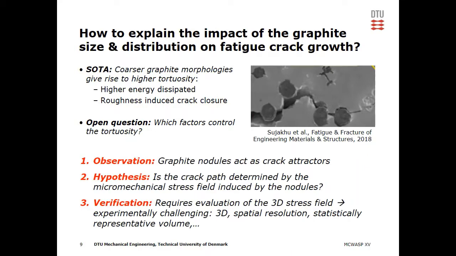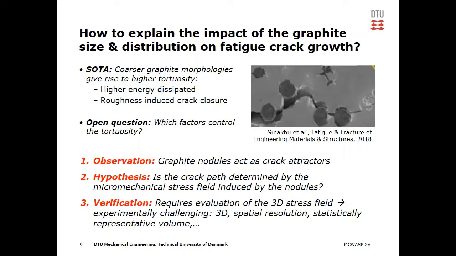And in our study, we started by observing that the graphite nodules act as attractors, which is also the impression that you have by looking at this image here. And then we hypothesized, based on this observation, that the crack path is actually determined by the micromechanical stress field induced by the nodules, as well as by the manufacturing process.